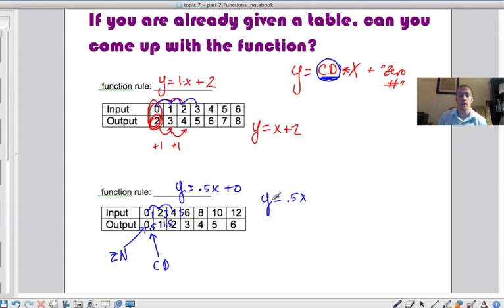If you're unsure, test a few random inputs. Let's test this one. If I plug in an 8, 0.5 times 8 gives me a 4, so that works. If I test any of the other ones, it'll work too. All right.